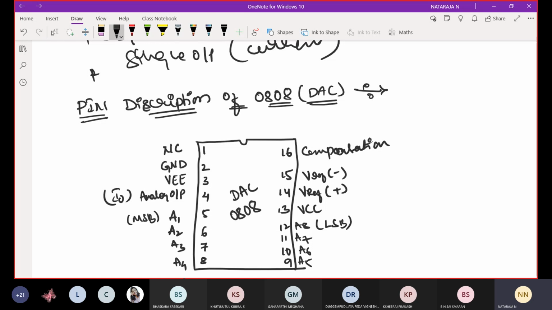For example, in the upper block diagram, we have converted that into digital. That digital data, if I give it to this IC, will be converted back into your analog signal. What we gave as input on the upper side, we will get as output on the lower side. This is about your IC 0808. If you know this pin diagram, pin configuration, then it will be easy to discuss in the further classes. Okay.